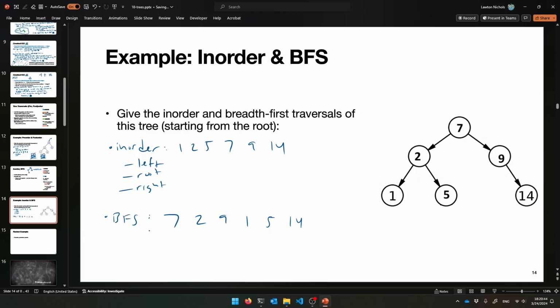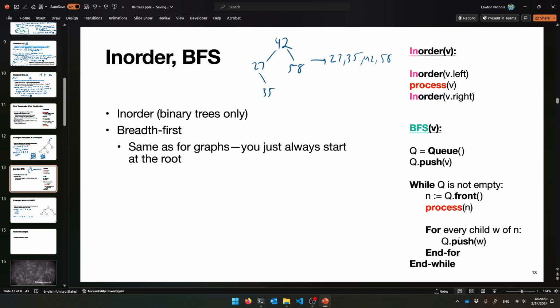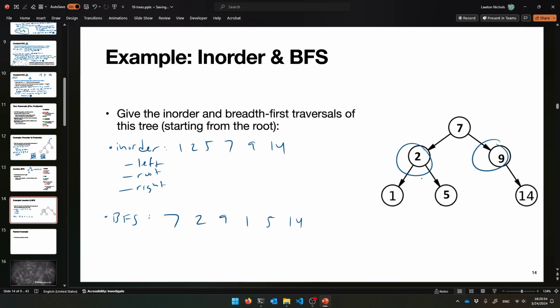And I highly, highly encourage you to draw the queue and understand why it's going to do that in that order. Assuming you add to the queue the children from left to right. You've got to add the 2 before the 9 and the 1 before the 5 if you want this particular order. But this is a logical order. You're going to push the 2 and push the 9, and then they're each going to push their children, but they're already ahead, right?